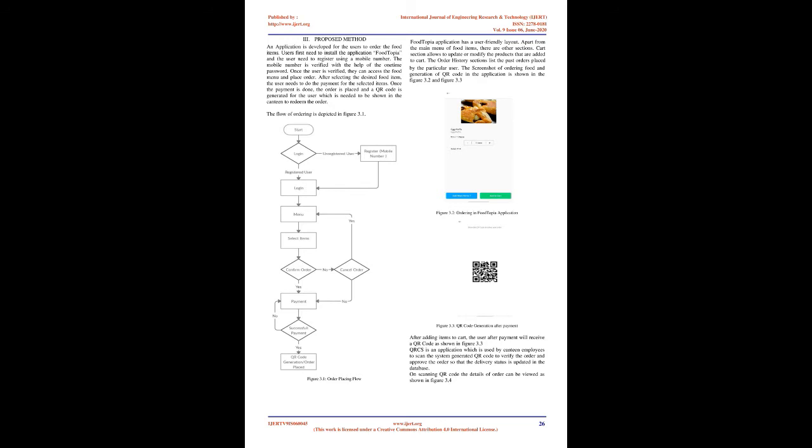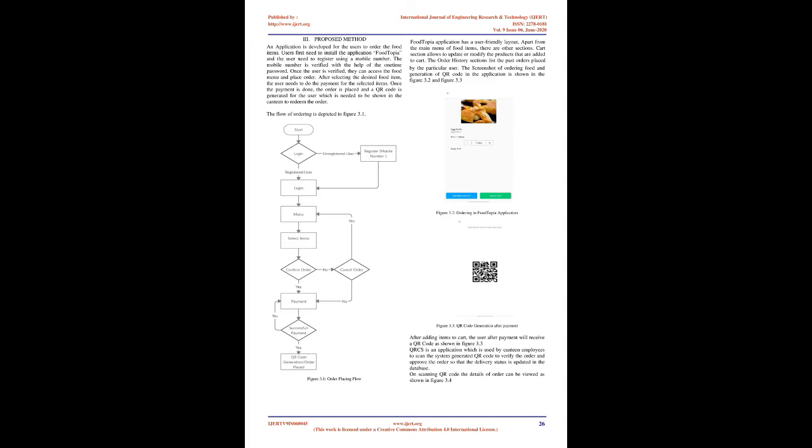Foodtopia application has a user-friendly layout. Apart from the main menu of food items, there are other sections. The cart section allows the user to update or modify the products that are added to the cart. The order history section lists the past orders placed by the particular user. The screenshots of ordering food and generation of the QR code in the application are shown in figure 3.2 and figure 3.3. After adding items to the cart, the user, after payment, will receive a QR code as shown in figure 3.3.